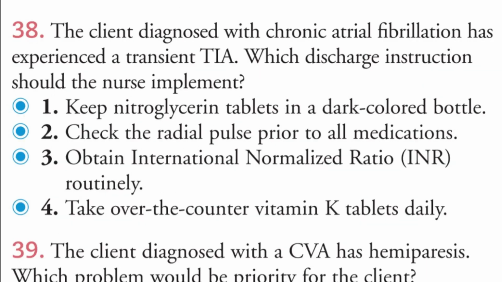38. The client diagnosed with chronic atrial fibrillation has experienced a transient TIA. Which discharge instruction should the nurse implement? 1. Keep nitroglycerin tablets in a dark-colored bottle. 2. Check the radial pulse prior to all medications. 3. Obtain international normalized ratio, INR, routinely. 4. Take over-the-counter vitamin K tablets daily.